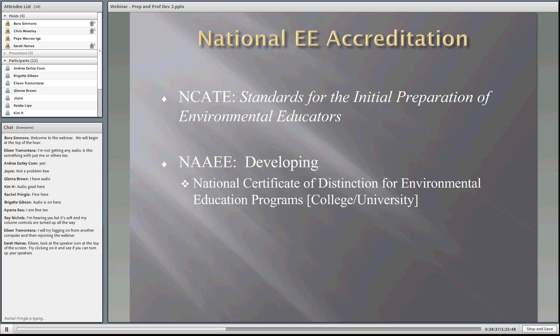And then what they do is they submit paperwork to NCATE, and we take a look at it, and we're able to accredit them and say that they are meeting our standards. Those standards were derived from the guidelines. So there's a lot of overlap between the guidelines and our NCATE standards.